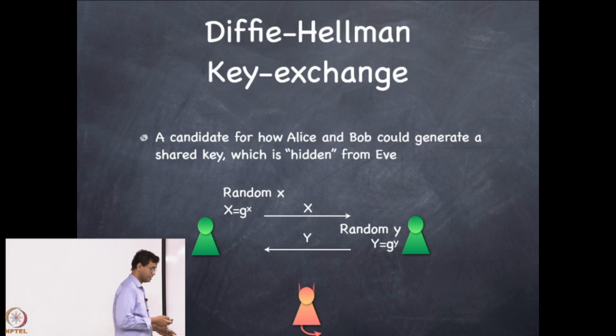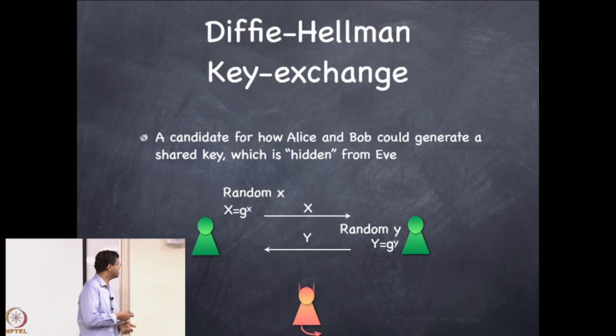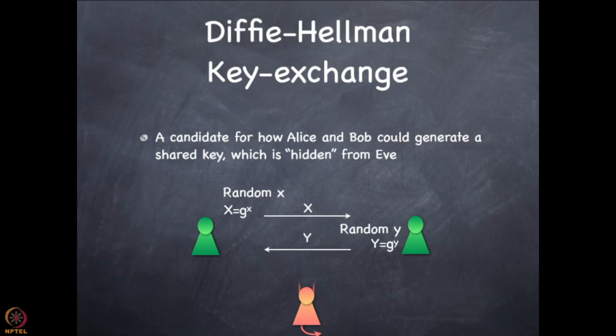So far, Alice has a secret little x, and Bob has a secret little y, but there is no common secret that they have agreed on. But here is the big idea. Alice can compute this capital Y to the power little x. So what is that? Capital Y is g to the power little y, to the power little x. So g to the power y to the power x. So that's just g to the y times x, or g to the xy.